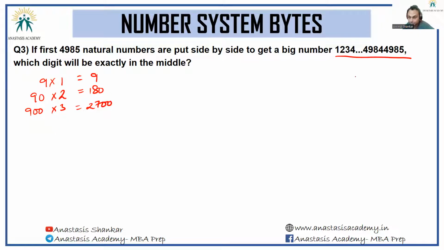But from 1000 to 4985, how many numbers are there? 3986 numbers are there, and each of them is using 4 digits. So 3986 into 4: 4000 into 4 minus 14 into 4, which is 15,944. We have to add up these 4 values.